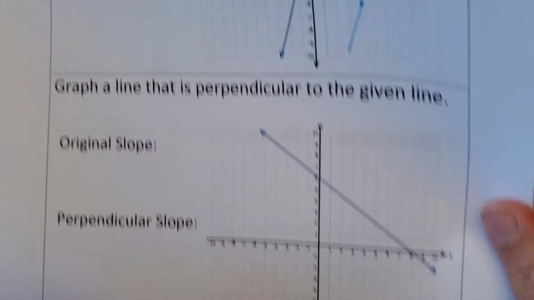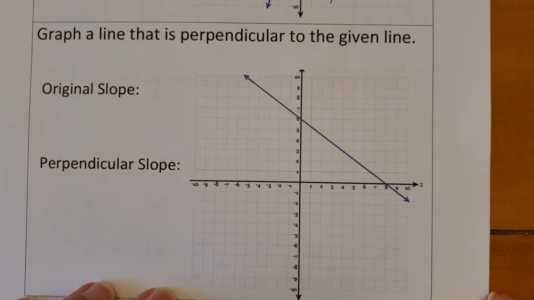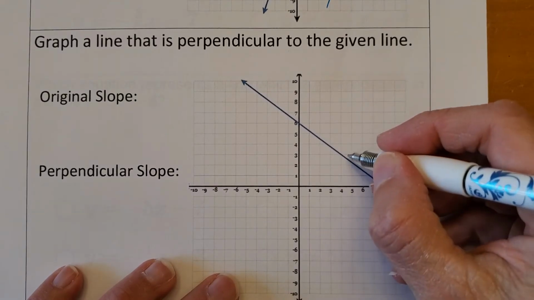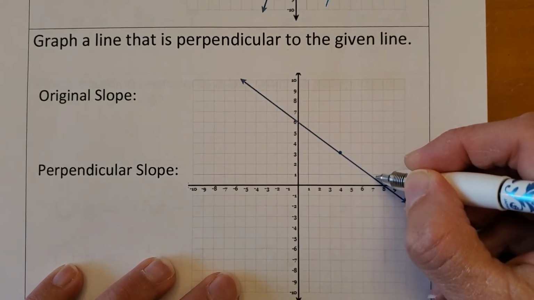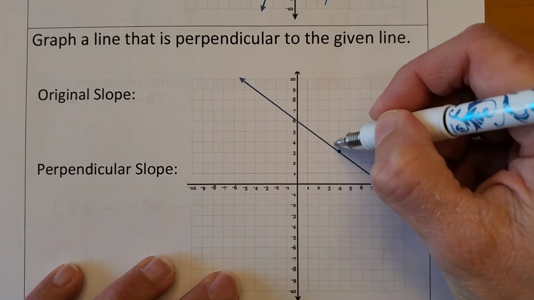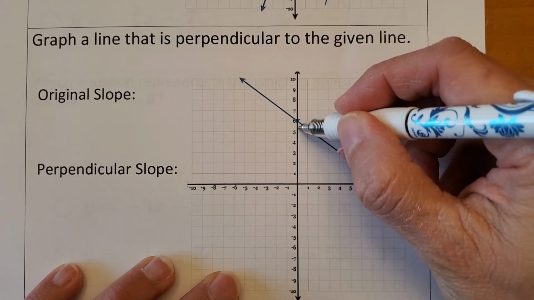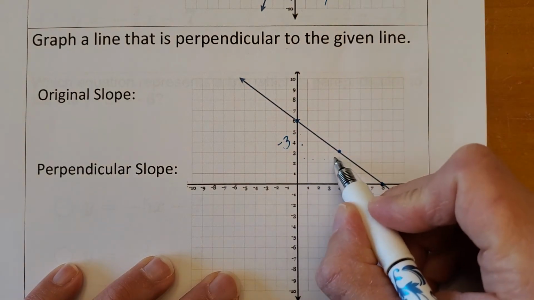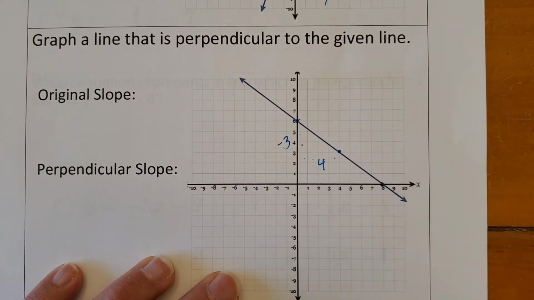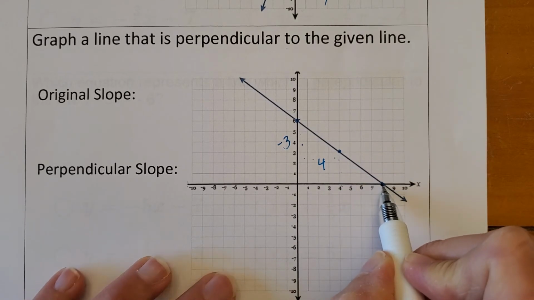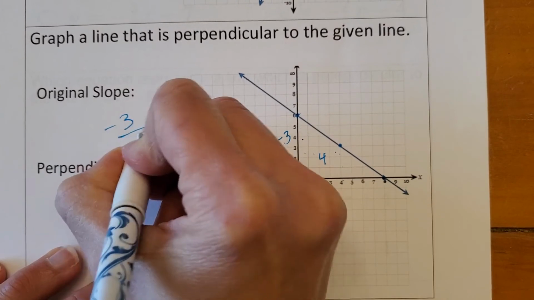All right. Finally, graph a line that's perpendicular to this line. So we're going to find the slope. Looks like that right there, and maybe this. Yep, so right there. Let's see. 1, 2, 3 down. 1, 2, 3, 4 right. It looks like -3/4. Let's test it. 1, 2, 3. 1, 2, 3, 4. Yep, we're good. So the original slope is -3/4.